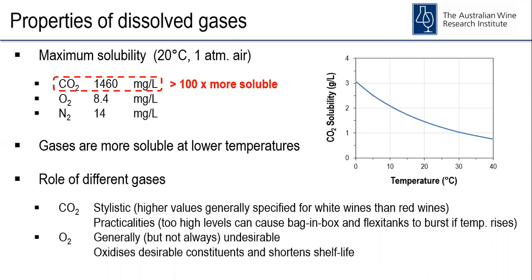The relationship between oxygen and wine is a complex one, but for our purposes, we can summarize it. Typically, it's undesirable in wine. It can oxidize desirable constituents and shorten product shelf life. Wineries put a lot of effort into preventing oxygen getting into wine and removing it when it does.